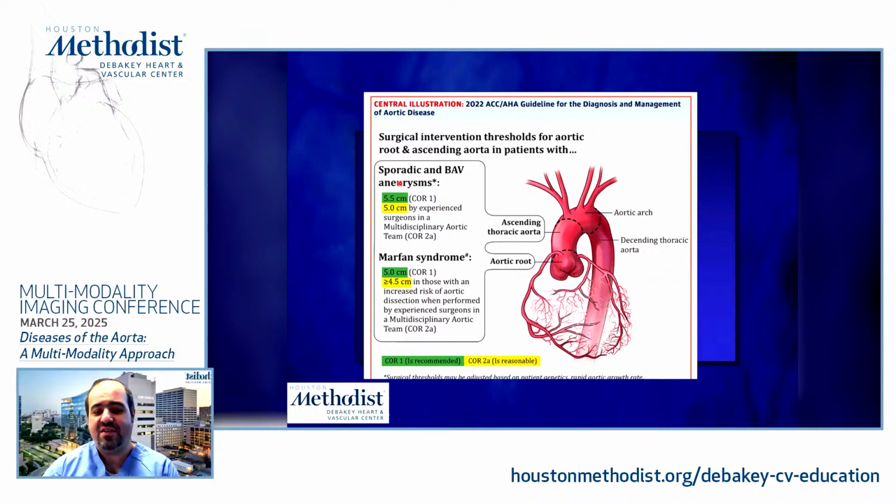So this is just to summarize: for sporadic and bicuspid aortic valve aneurysm, 5.5 is a class 1, 5 centimeters is a class 2A. For Marfan syndrome, the class of recommendation is 5 centimeters, and more than 4.5 centimeters in those with increased risk of aortic dissection.